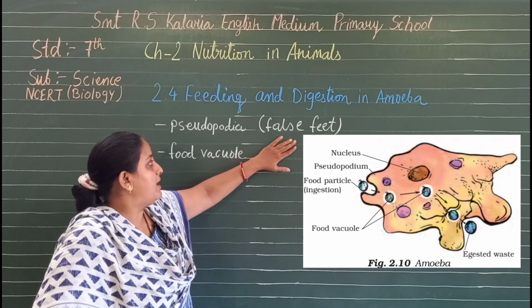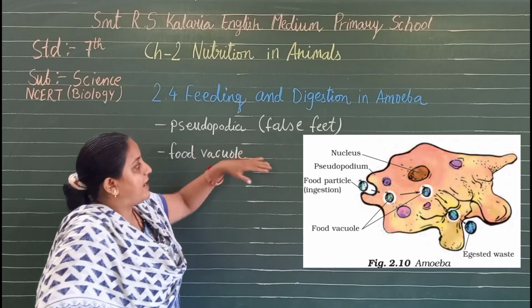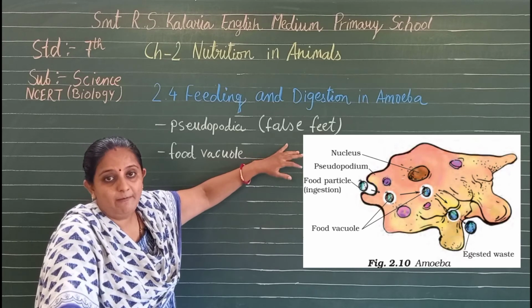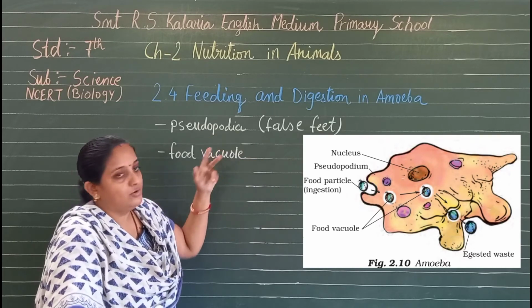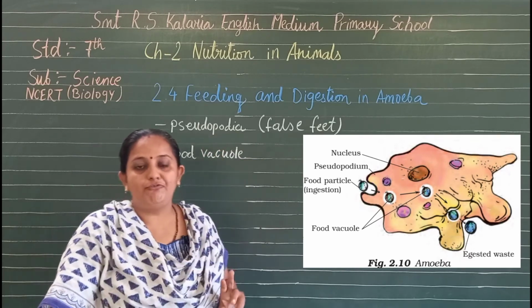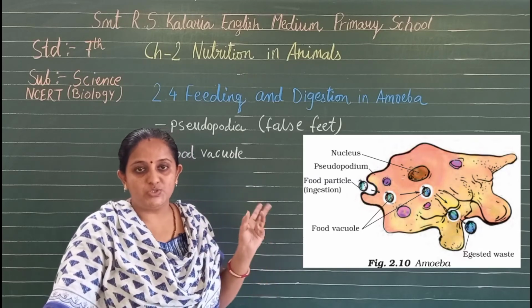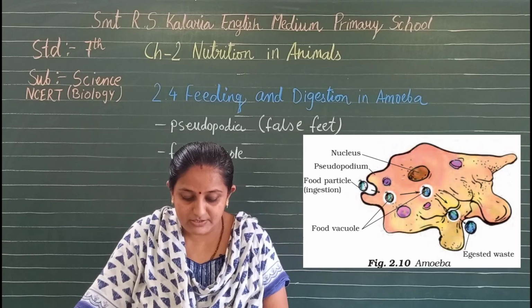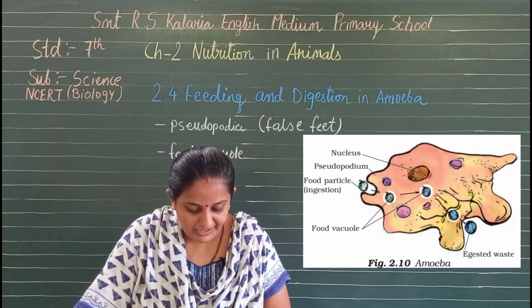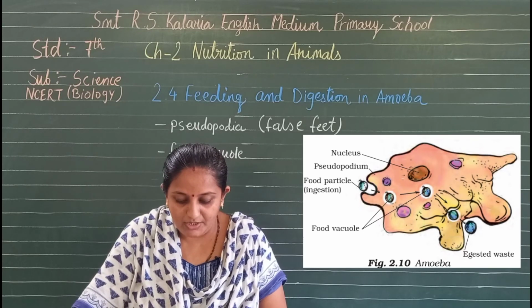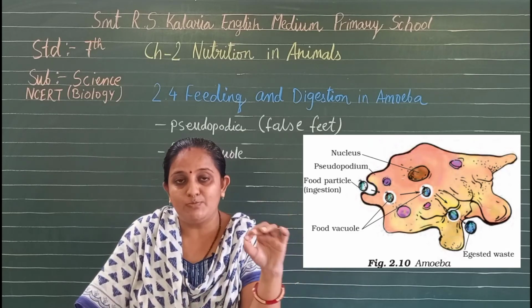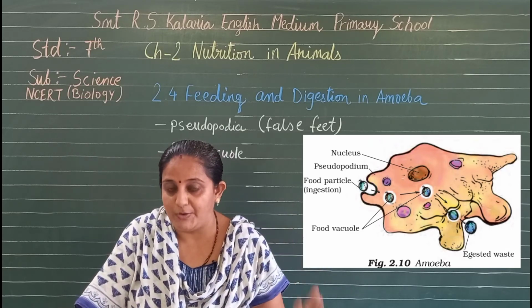So we can say amoeba uses pseudopodia, or false feet, to capture food, and it helps in the movement. So pseudopodia are used for two tasks: capturing food and movement. Now amoeba feeds on microscopic organisms. Amoeba feeds on small microscopic organisms which are found around it.